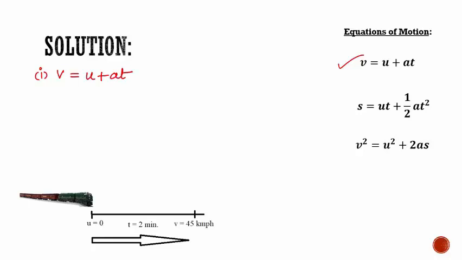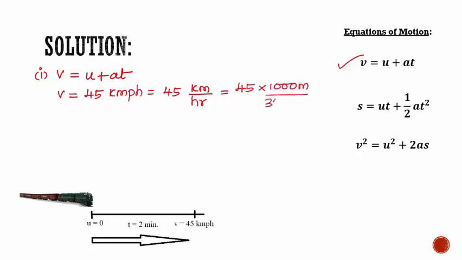Here, v is the final velocity, that is the velocity of the train at the second considered stage. The value of v is given as 45 km per hour. To use this value in the formula, we have to substitute it in SI units. So, kilometer per hour should be converted into meter per second. 1 kilometer is equal to 1000 meter and 1 hour is equal to 3600 seconds. 45 km per hour is equal to 12.5 meter per second.